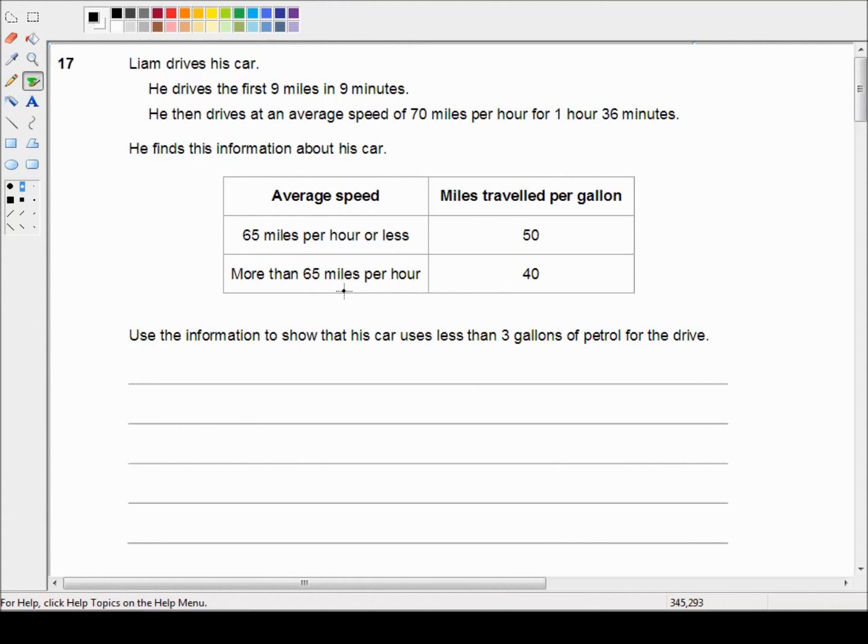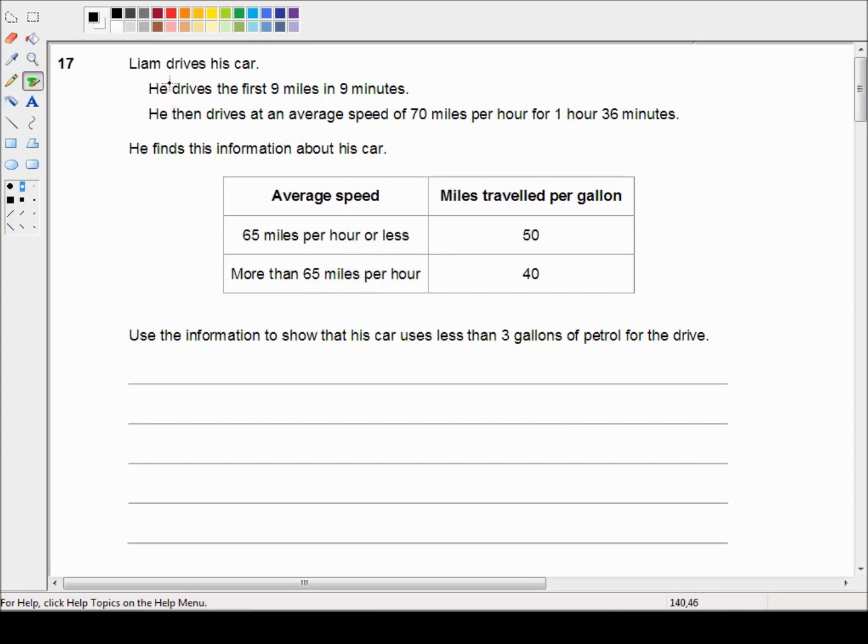Hello and welcome to part 2 of question 17 on the AQA 8300 series 3H higher tier calculator paper. In this video I want to express my concerns about how we go about answering this question with a view to upper and lower bounds and significant figures.